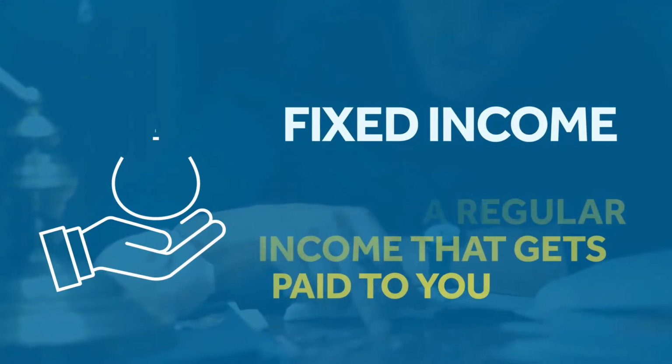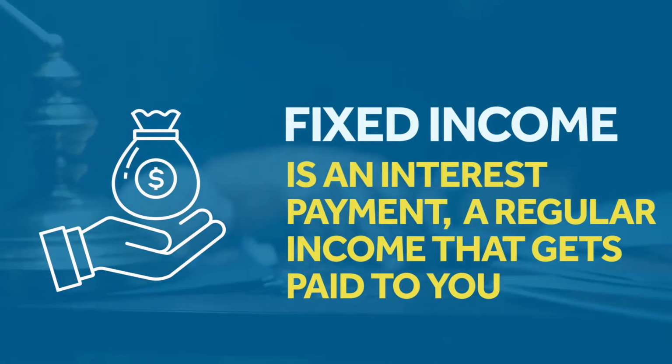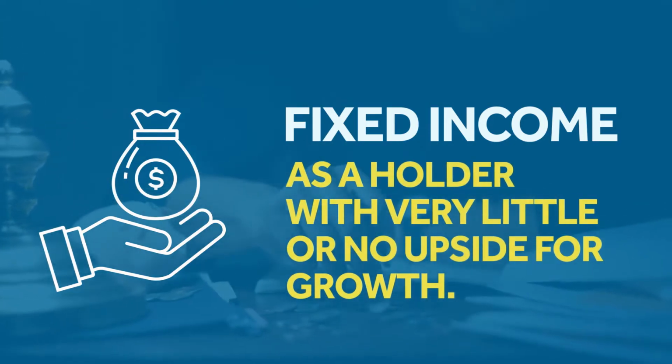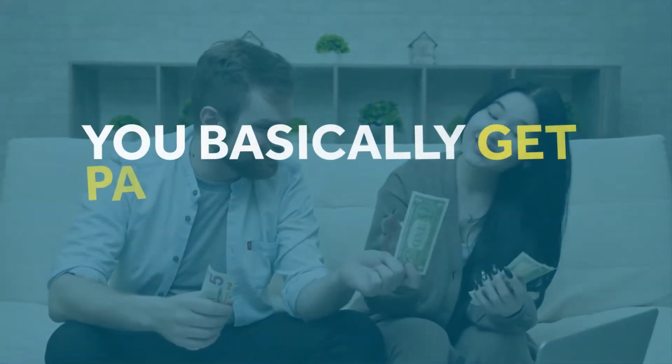The second asset class, fixed income, otherwise known as bonds. Now, there are more than just bonds in fixed income, and we'll get to that in a sec. But traditionally, fixed income is an interest payment, so highly taxable, a regular, either monthly or quarterly income that gets paid to you as a holder with very little or no upside for growth. So you basically get paid to lend your money to someone.